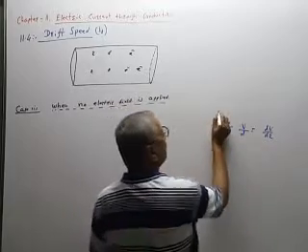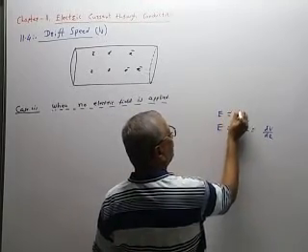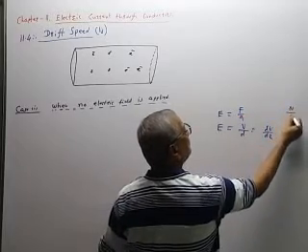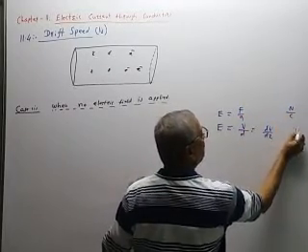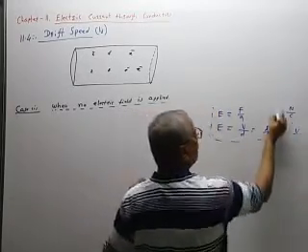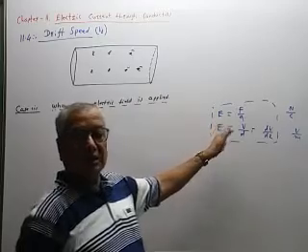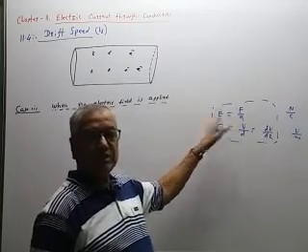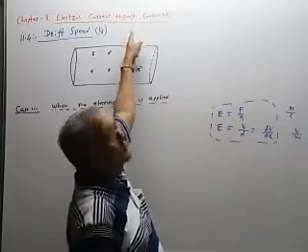So electric intensity has two important relations. One is force per unit charge, the unit is Newton per coulomb, and E is equal to V by d, the unit is volt per meter. So both the relations we have used in electrostatics, but they are very important relations, and we are going to use these relations so many times in current electricity.